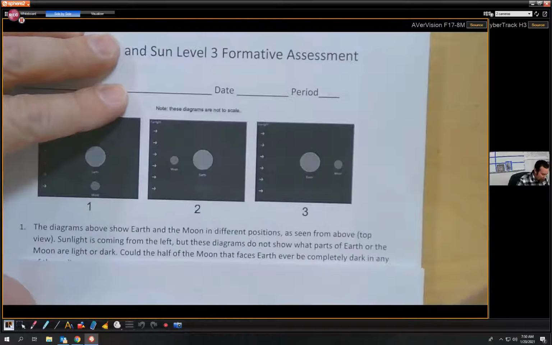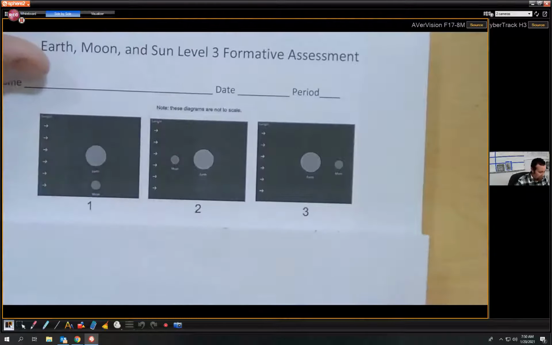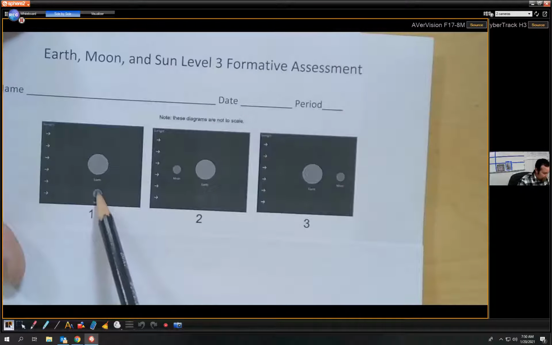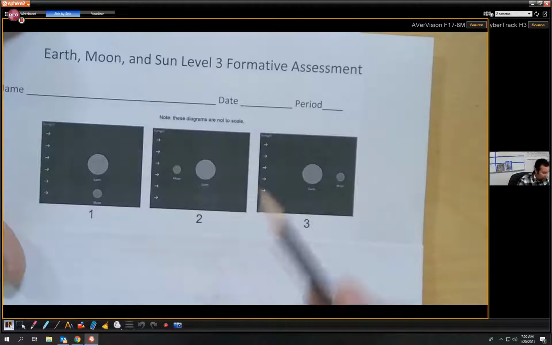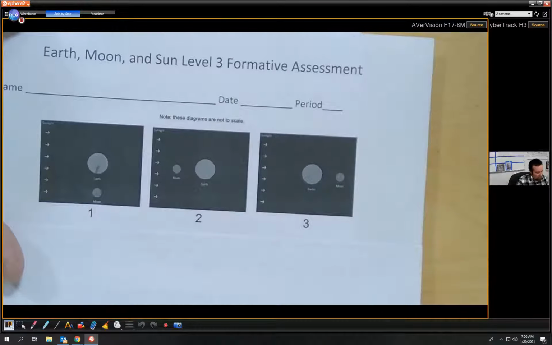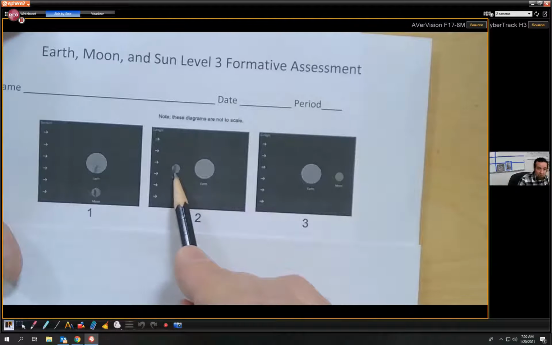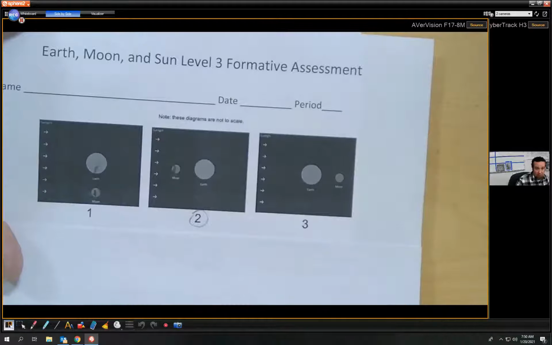And in this particular question, we're just going to skip ahead. Could half of the moon that faces the Earth ever be completely dark in any of these diagrams? Well, let's look at this. We know that half of it's always going to be lit, and it's going to be the half closest to the sun. We can use our triangle method to just draw our little triangle and see, oh yeah, if this is half lit, that won't be completely dark. Now this one, with the sun here, we know this half is going to be lit. So this one, I'm going to say, yeah, the moon could be completely dark, the side that faces the Earth.